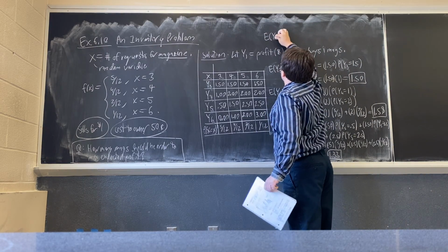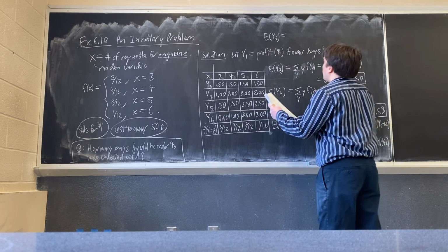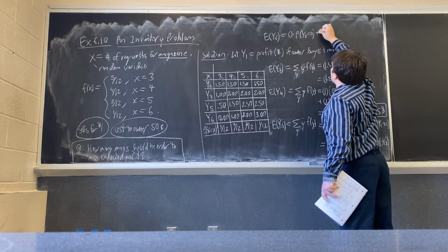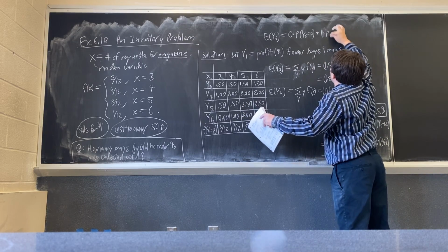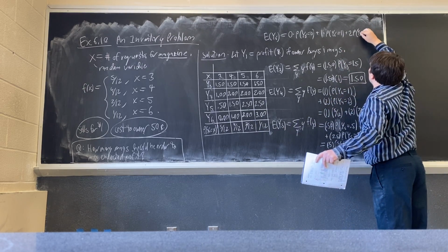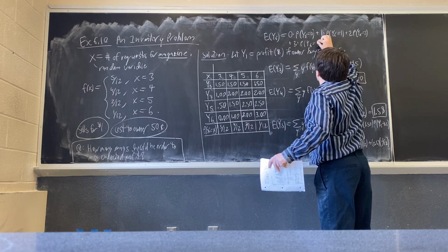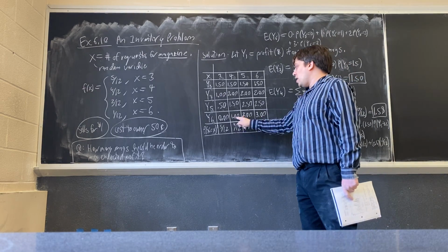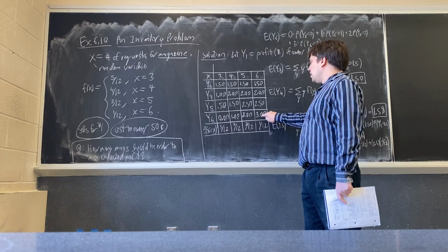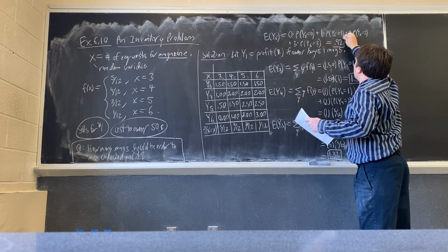I'm going to do E of y sub 6 over here. The possible values of y sub 6 are 0, 1, 2, and 3. So for each one, 0 times the probability of y sub 6 equals 0, plus 1 times the probability of y sub 6 is equal to 1, plus 2 times the probability of y sub 6 is equal to 2, plus 3 times the probability of y sub 6 is equal to 3. Taking each value of y and multiplying it by the probability of getting it. You plug those in, multiply and add, and you get 0.92.